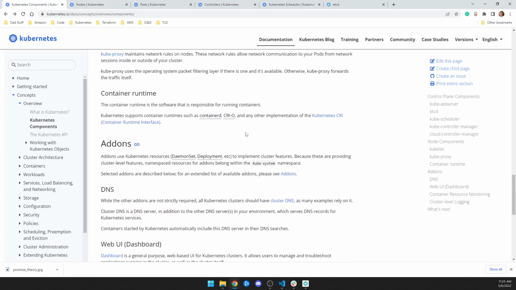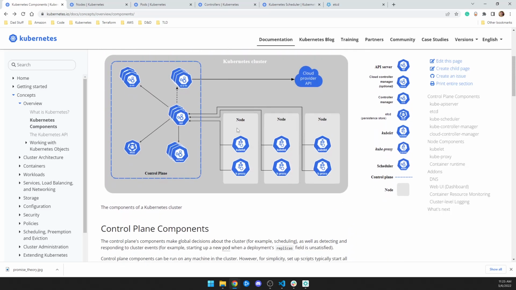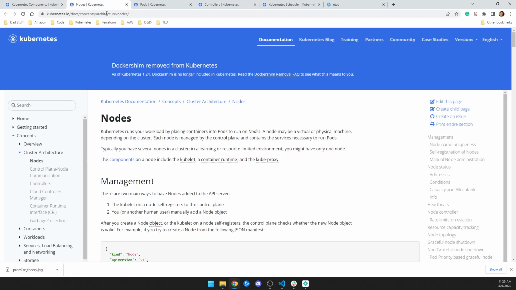So let's take a look at our diagram here. So this is a node, this white rectangle here. And in here, I have a kubelet and a proxy, and there's a container runtime on here as well. But in here is where we run our application. And if you read further, it says a node may be a virtual or a physical machine depending on the cluster. So when you think of node, think of like a compute instance or an EC2 instance, right?